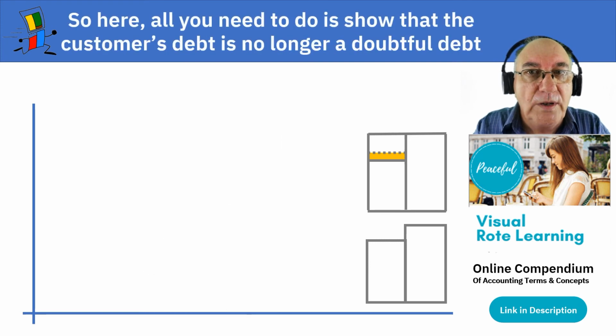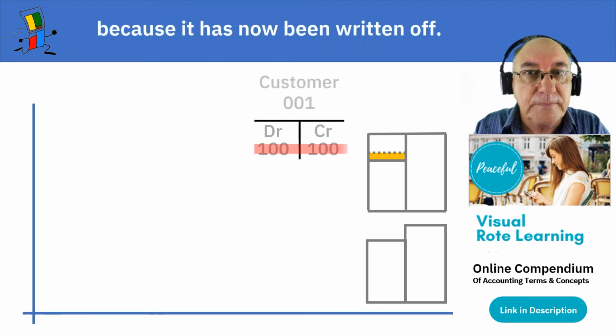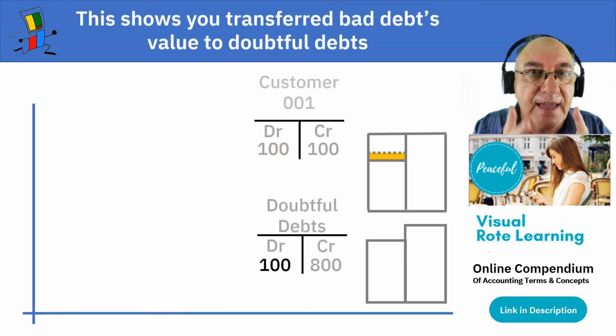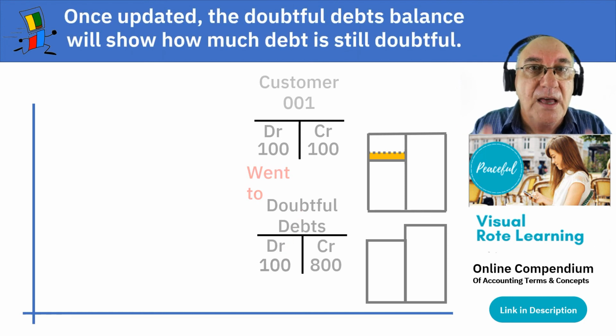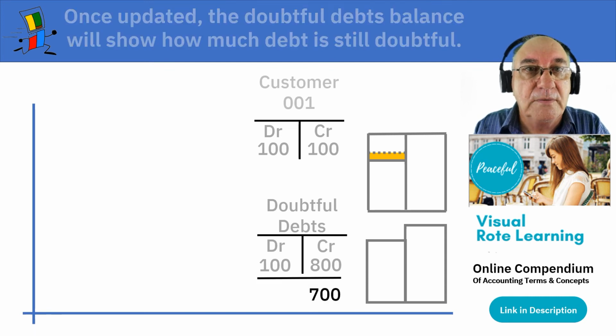So here, all you need to do is show that the customer's debt is no longer a doubtful debt, because it has now been written off. To do this, you debit the allowance for doubtful debts account. This shows you've transferred the customer's bad debt to doubtful debts. Once updated, the doubtful debts balance will show how much debt is still doubtful.